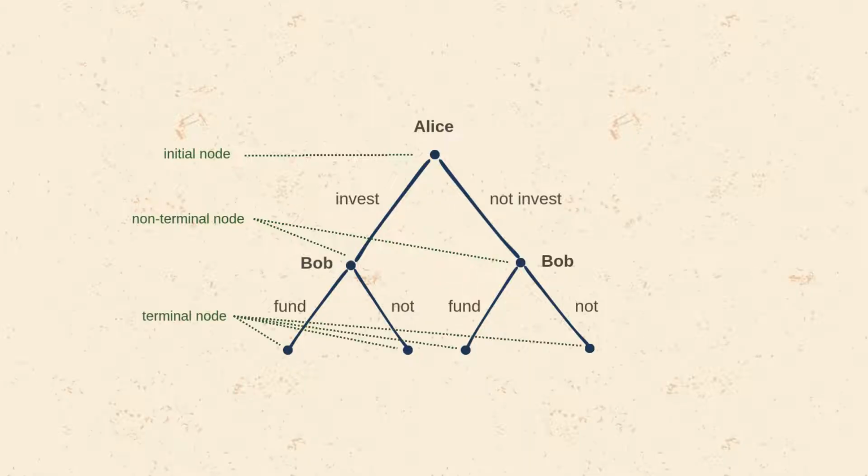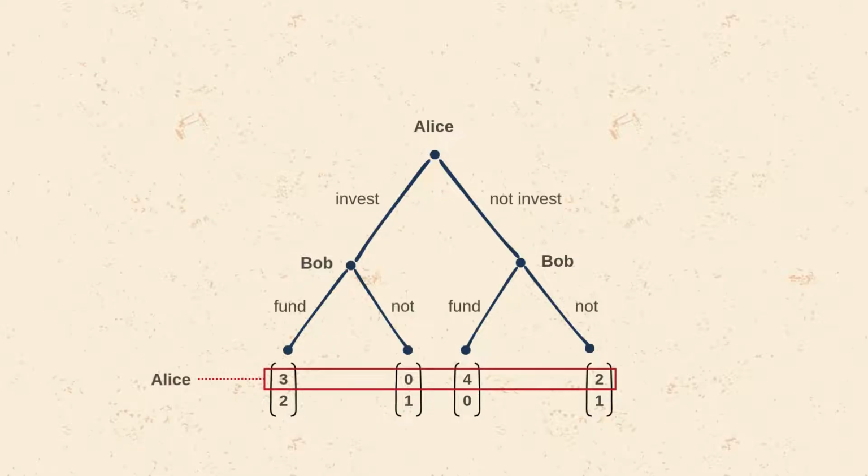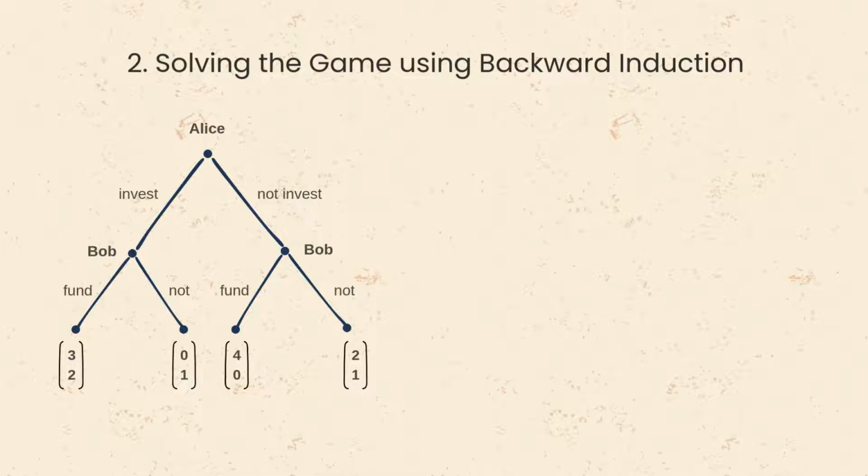At the end of each branch there is a terminal node, where we assign the payoffs. Since there are two players, there are two elements in each payoff vector. The first belongs to the first player, Alice, and the second is for Bob. Since this is a perfect information game, we can use backward induction to solve it.